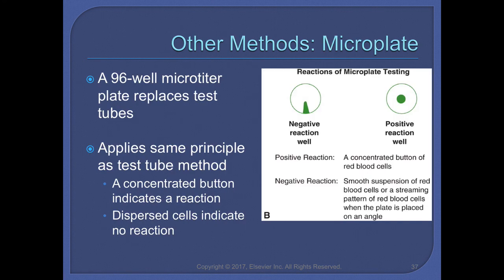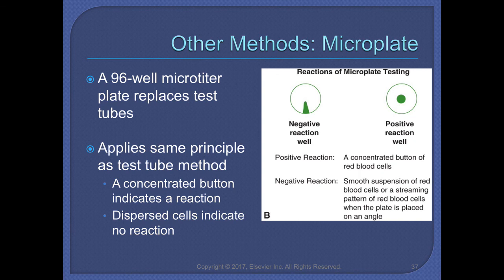So other methods of agglutination reactions are the microplate testing methods. These are 96 well microtiter plates that actually replace the tube testing. It applies the same principle as the tube test method, but a concentrated red cell button indicates a reaction. Dispersed cells indicate no reaction.